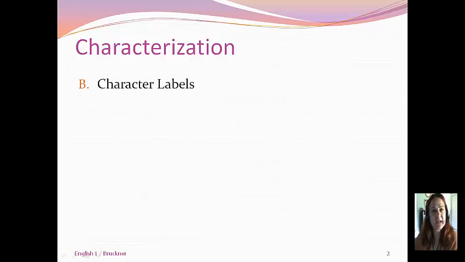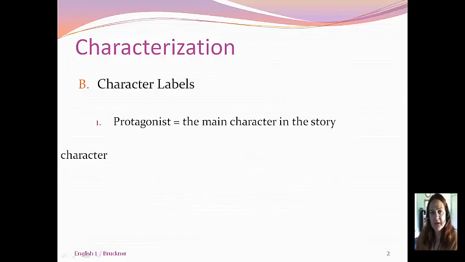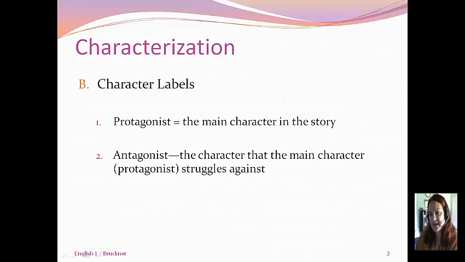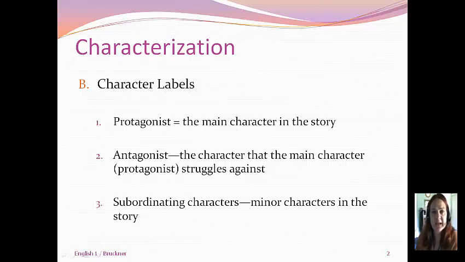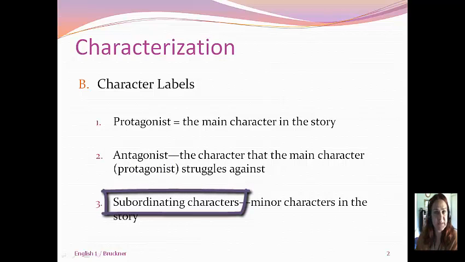Then we want to look at some character labels. When we read about our character from the beginning of the story to the end, there are certain labels that can connect with that character. We have protagonist, who is the main character in the story. We have antagonist, the character that the main character struggles against, and the subordinating characters, minor characters within the story.